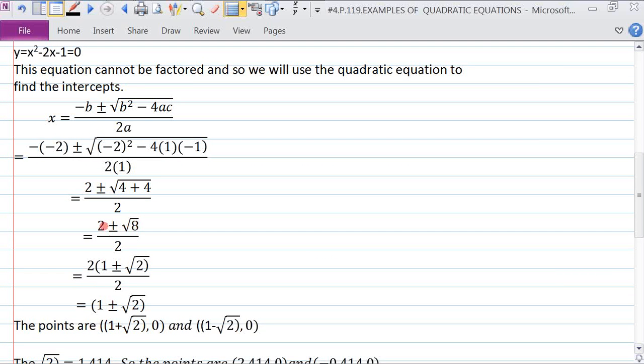And then we're going to factor out 2 from both these terms. Instead of square root of 8, we're going to write 2 root 2. Factor out the 2, and we get 2 times 1 plus or minus root 2, over 2. 2 times root 2 gives us 2 root 2, which is the same as root 8. And when we cancel the 2 and the 2, we've got 1 plus or minus root 2.